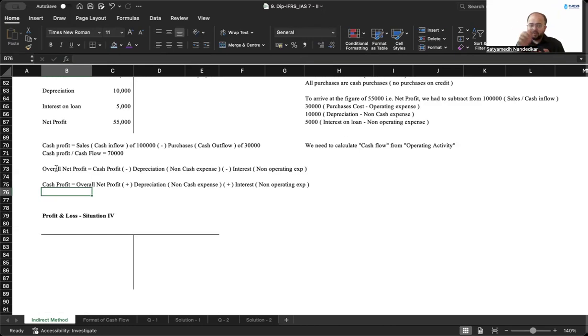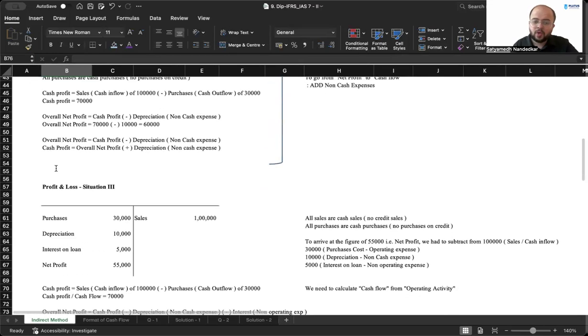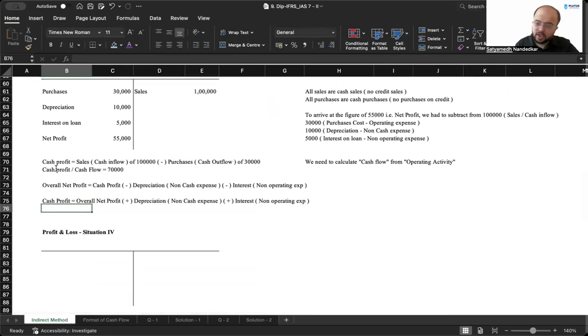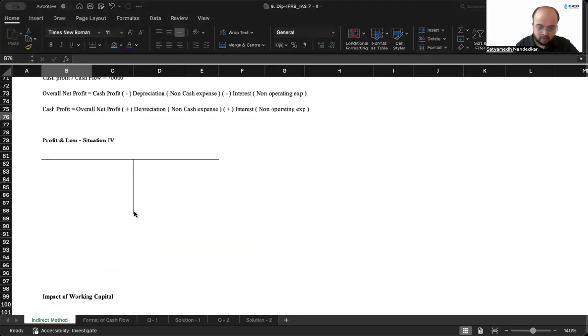While arriving at net profit, you had subtracted depreciation, which is a non-cash expense, and you had subtracted interest, which is a non-operating expense. So to go back to the amount of cash generated, add back the amount of non-cash expense, add back the amount of non-operating expense, and you will arrive at cash profit. So this is our rule number 2. Don't add just non-cash expense, add back the non-operating expense also.